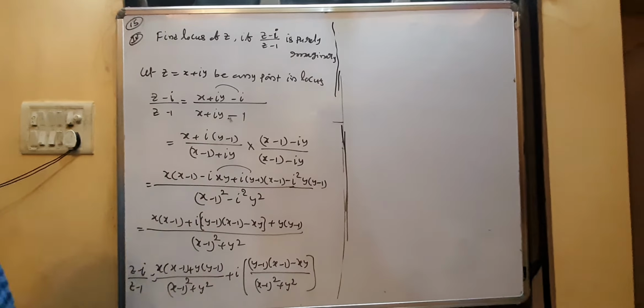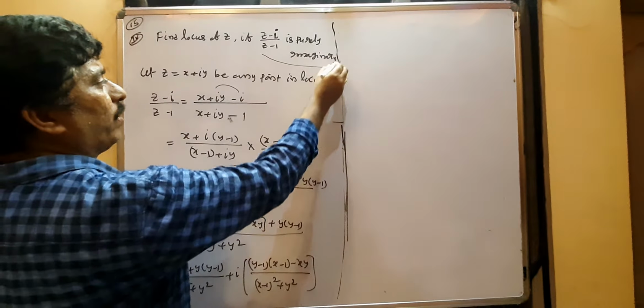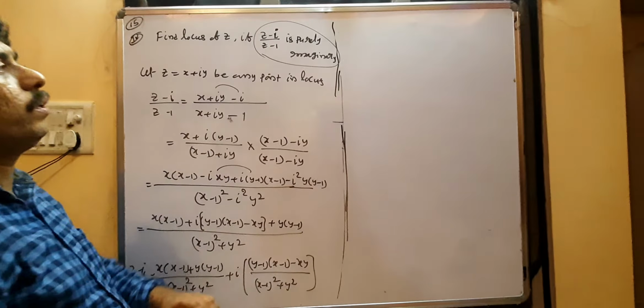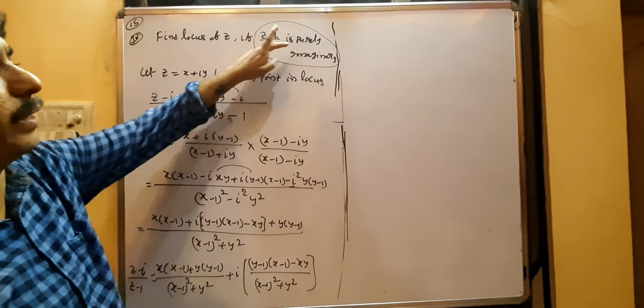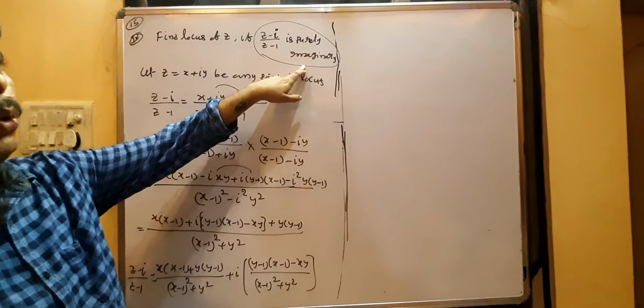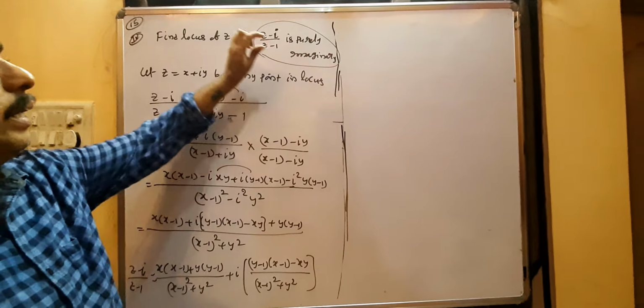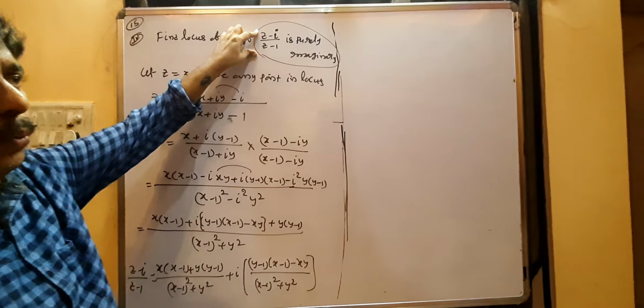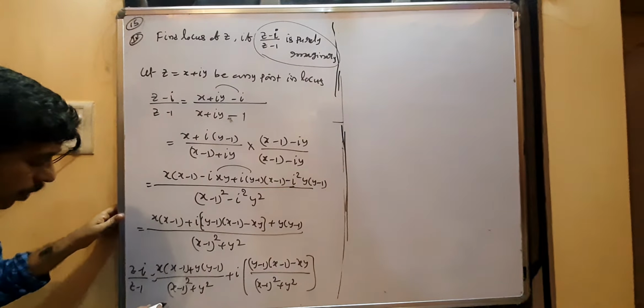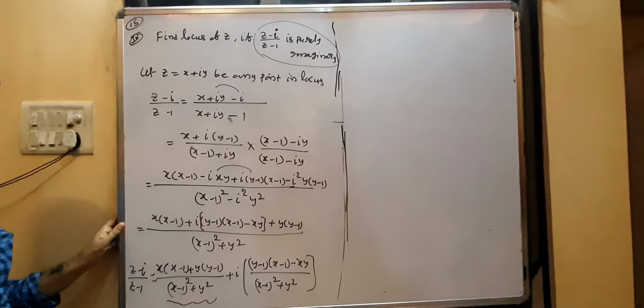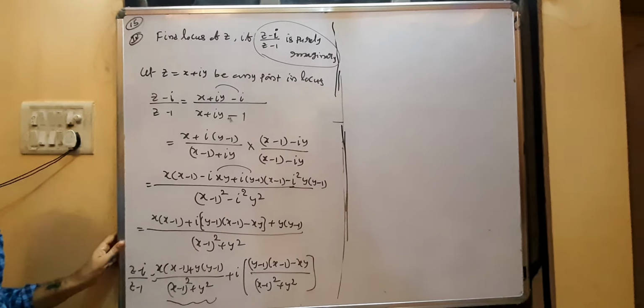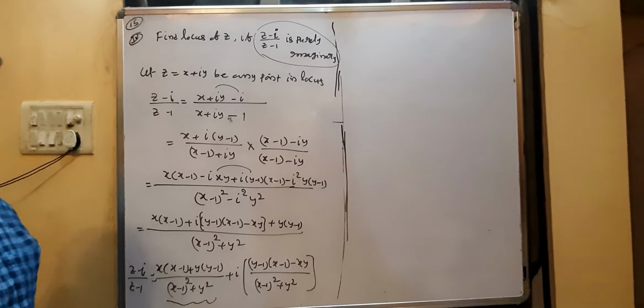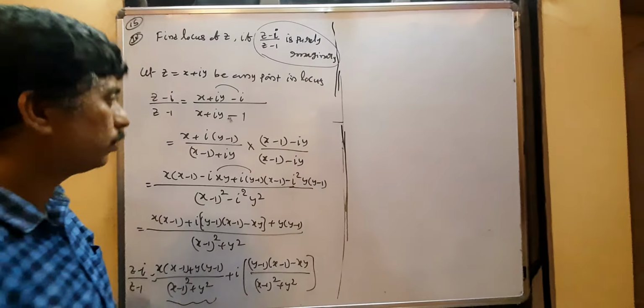What is the given condition? You have to find the locus of z if (z minus i) by (z minus 1) is purely imaginary. Purely imaginary means the real part of the complex number is 0. What is the real part you have? This first part is the real part. That value you can equate to 0. We get one equation, and that equation is called the locus of z.